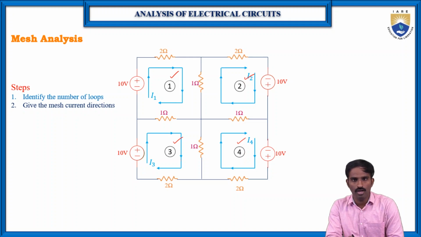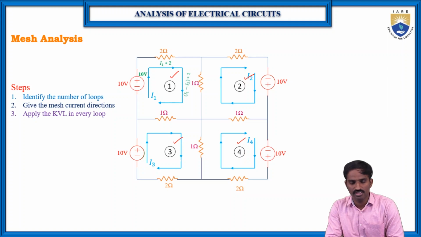Now we need to apply the KVL. For that, we need to write the voltage equation at each element. So usually, let us first consider the first loop. Let us consider this is 10 volts, and then the current flowing through loop 1 is I1, so the voltage across the resistor is I1 into 2 ohms.